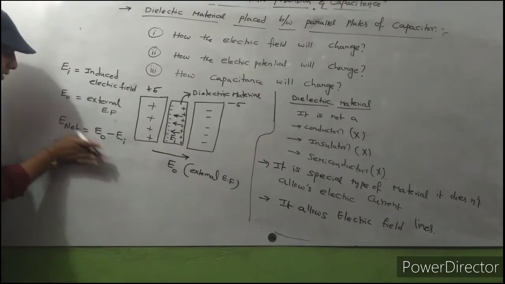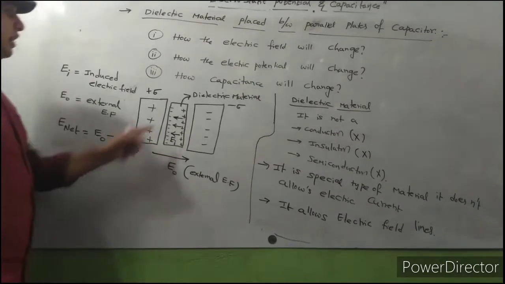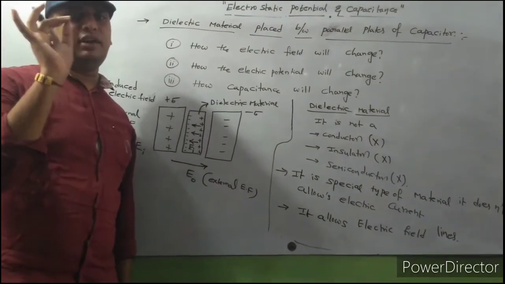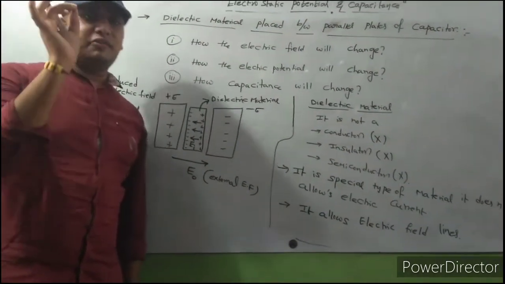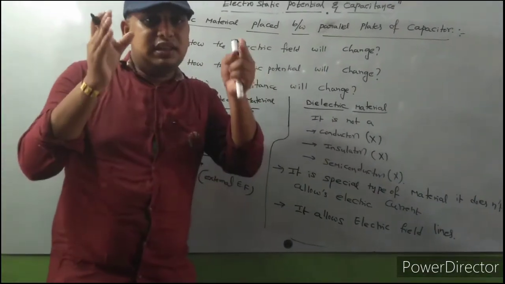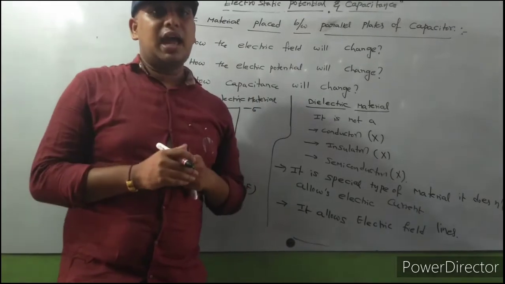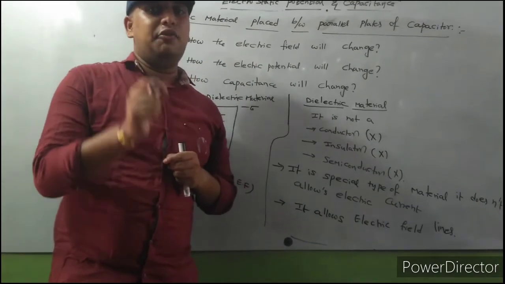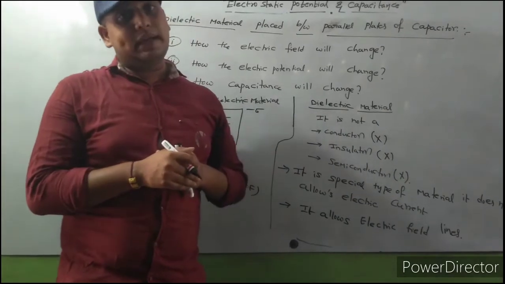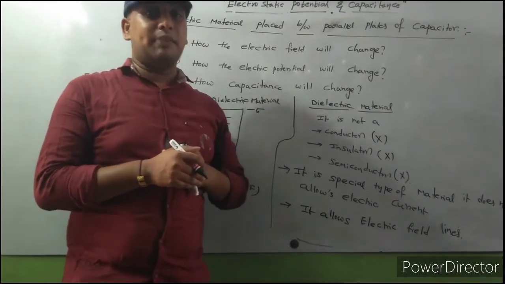And one more thing, whenever we are placing dielectric material, this is a very, very important point, friends. Please listen carefully. Whenever we are placing dielectric material between the parallel plate capacitor, the electric field will reduce by K times, 1 by K times.